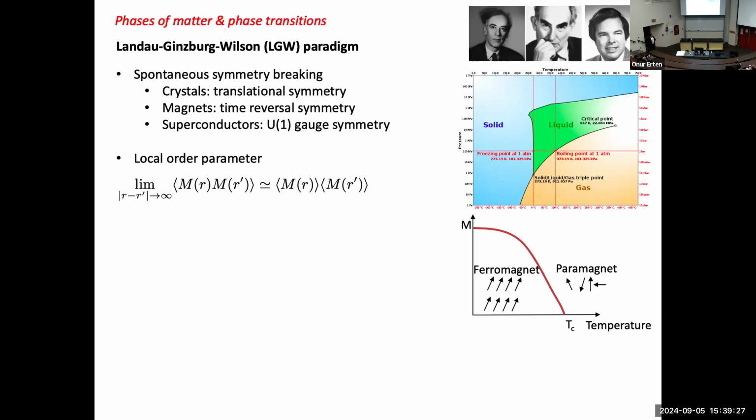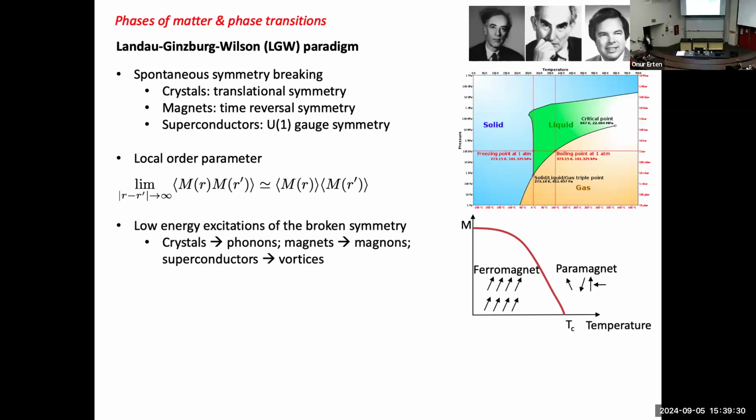And in the middle of the 20th century, if you have these local order parameters, then all the low energy excitations of this broken symmetry is what actually determines the thermodynamics of the systems. For instance, in crystals, you have phonons. In magnets, you have magnons, which are spin waves. In superconductors, you have vortices. These are what determines the low temperature thermodynamic properties of the system. Let's say it's such as specific heat. Right?